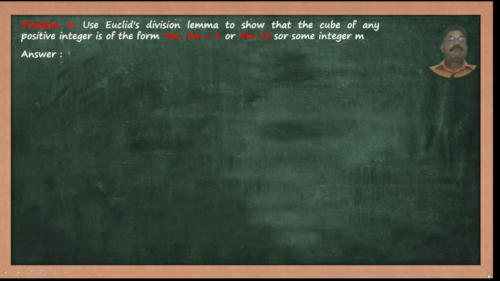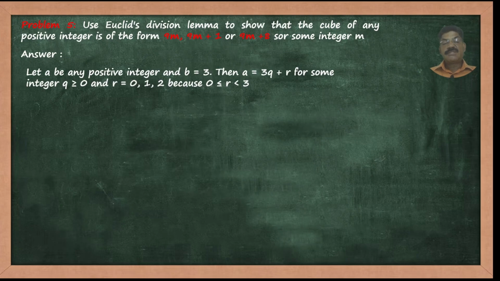Now consider problem number 5. Use Euclid's division lemma to show that the cube of any positive integer is of the form 9m or 9m plus 1 or 9m plus 8 for some integer m. Let a be any positive integer and b equal to 3. Why have I considered b as 3? Because when you find the cube of 3, you will get 9 as the factor. Therefore, I have taken b as 3.